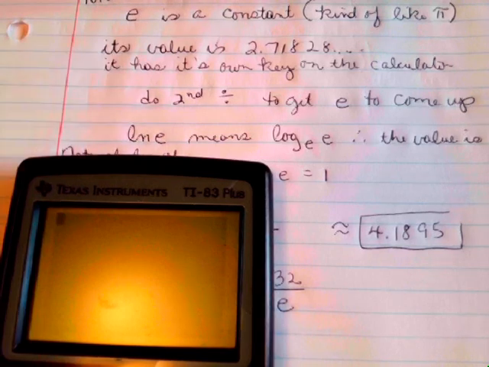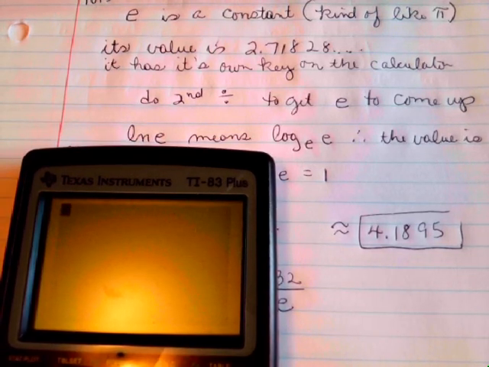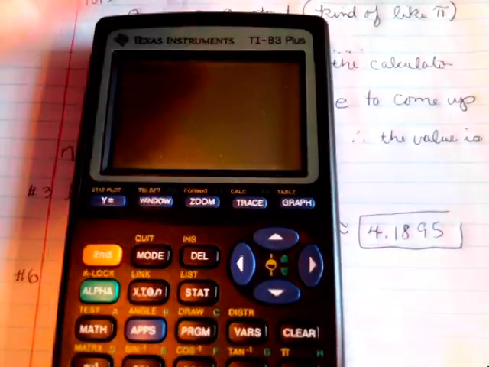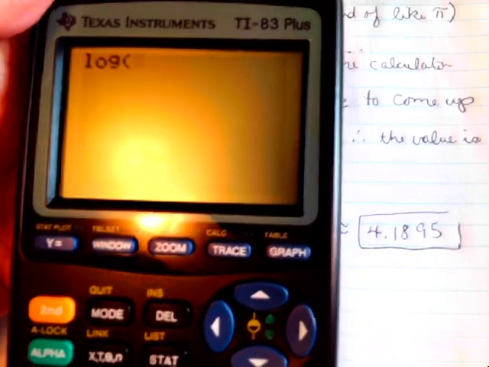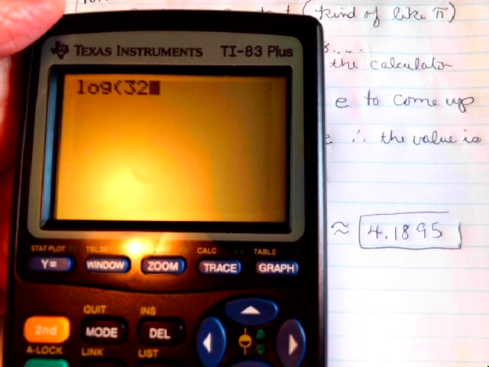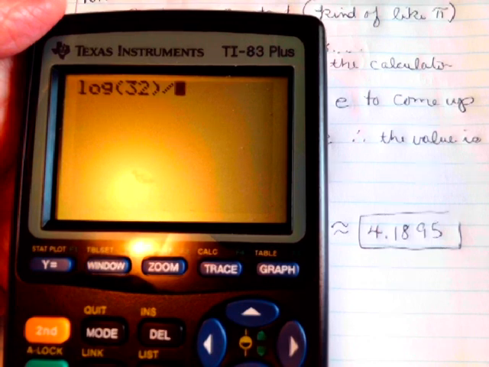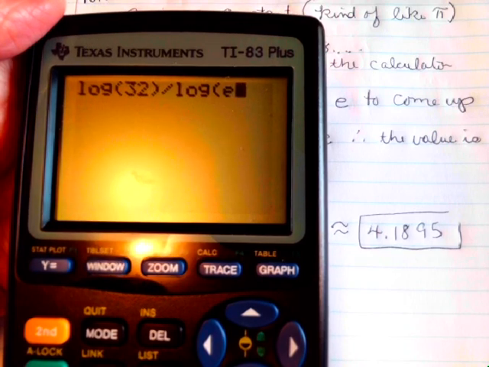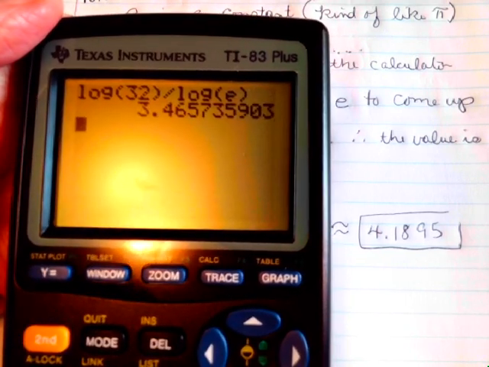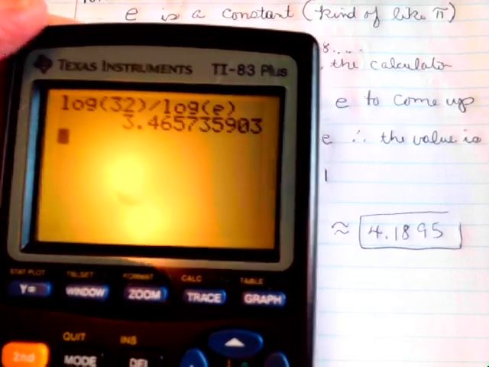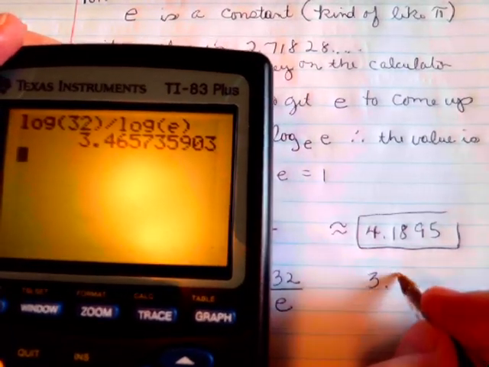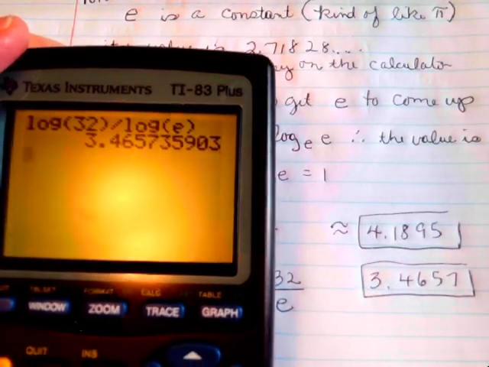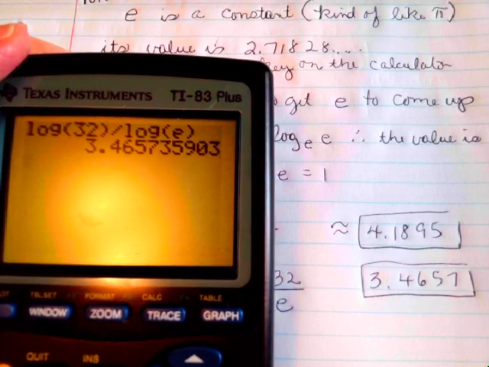Here's my calculator. Log, with the regular log button on the left side by the 7, 32, close parentheses, divided by log of E. So I'm going to go second divide to get that E in there, and I get 3.4657. Everybody caught up?